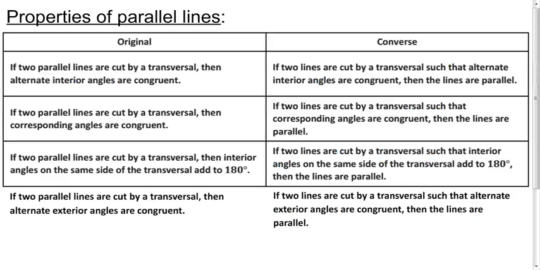And we've already learned these four properties. They're all either theorems or postulates. One's a postulate here, but they're all very useful. So on the left-hand side, if we have parallel lines, then we know that these relationships are true. On the right-hand side, if we have those relationships, then the lines are parallel. So those are very useful.